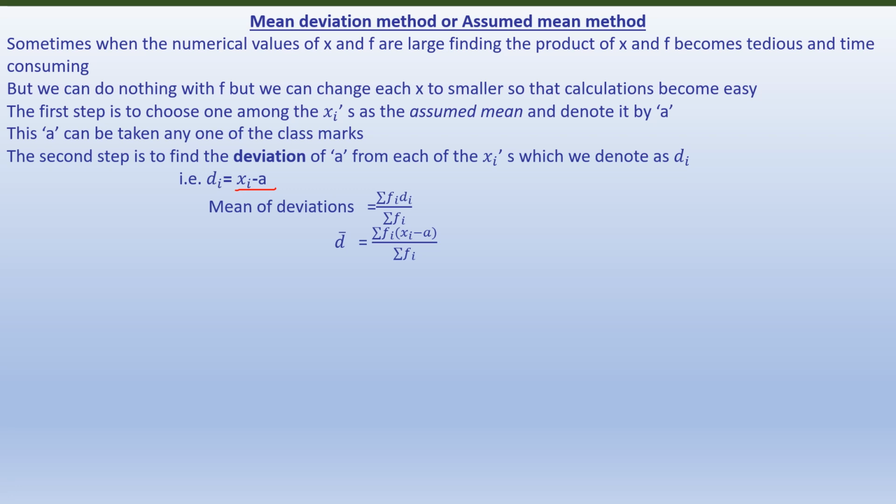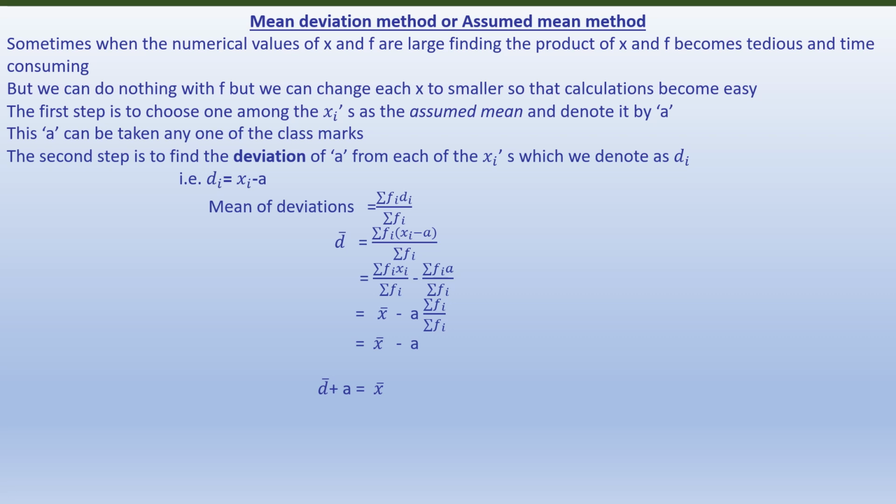Now I will apply division. There I will get sigma fi xi by sigma fi, minus sigma fi a by sigma fi. The left half, sigma fi xi by sigma fi, is nothing but x bar, the mean of the x observations. Minus a can be taken to the front, a into sigma fi by sigma fi. Then the sigma fi cancel, and I am left with x bar minus a. Now I need x bar, the mean, so x bar becomes d bar plus a.